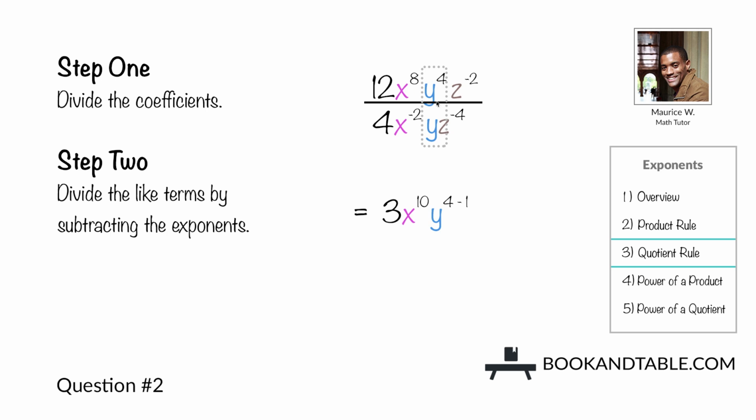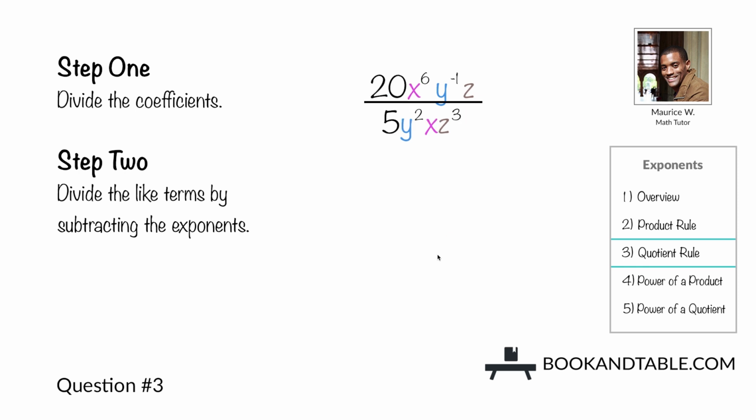Our y terms, y to the 4th divided by y. Since it's just y, the exponent is 1. So we get y to the 4 minus 1, which is 3. Then lastly, our z terms. z to the negative 2 divided by z to the negative 4 is z to the negative 2 minus negative 4, which is plus 4. So we get positive 2 for z, giving us a final answer of 3x to the 10th, y to the 3rd, z squared for question number 2.